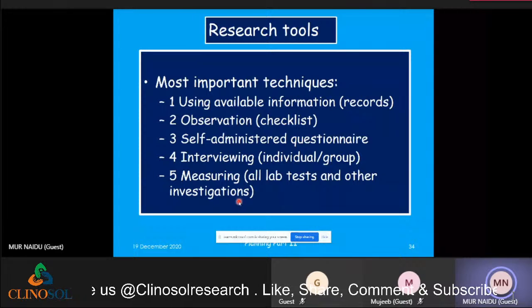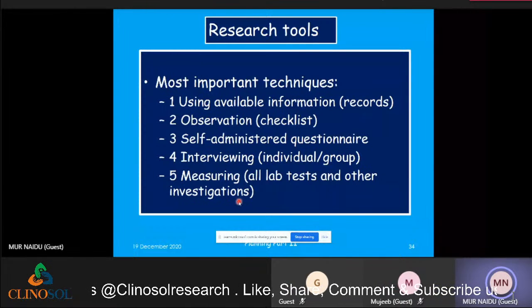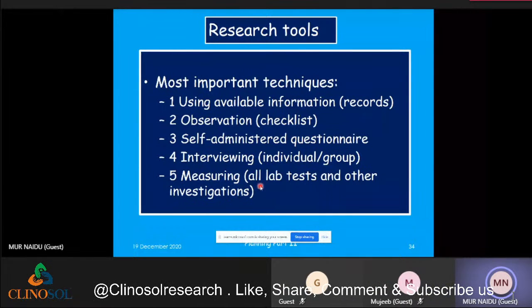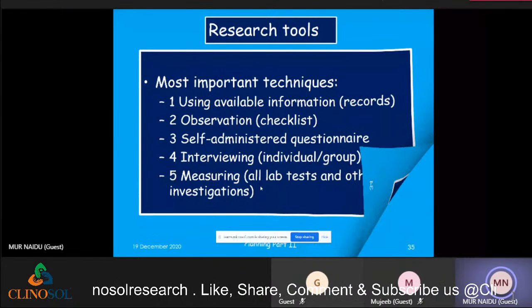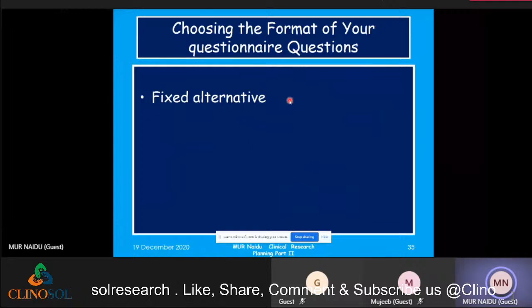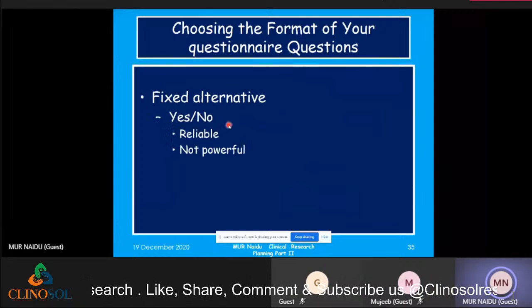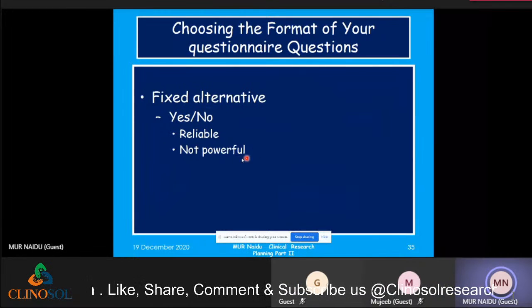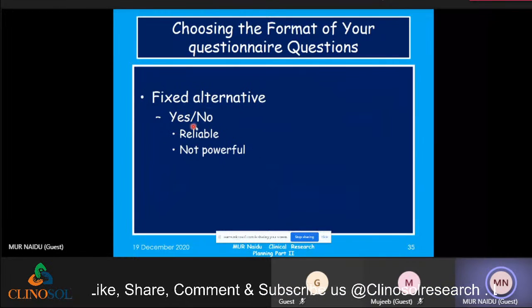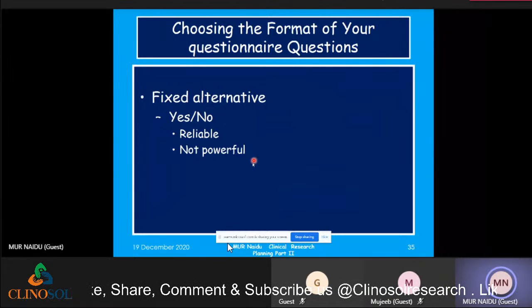Then choosing the format of the questionnaire. There is a fixed alternative, yes or no. The individual has to only answer yes or no. This is usually not a very reliable and powerful tool. If there is no alternative, one can use it, but it is not a good alternative to use in clinical research.